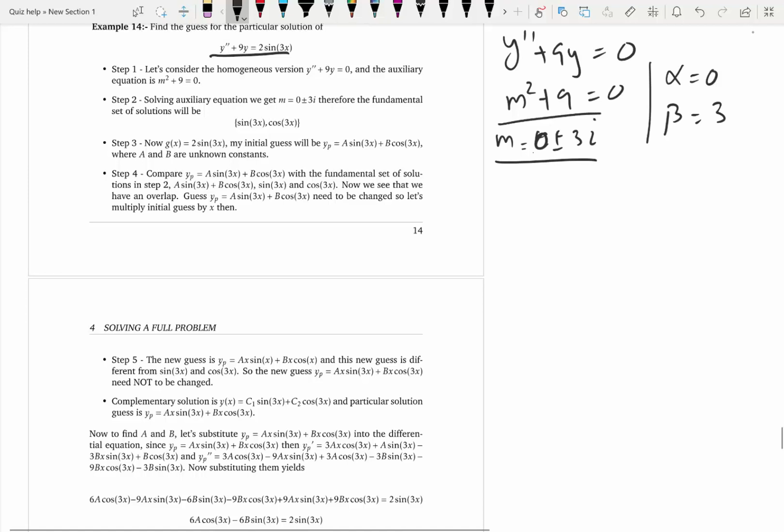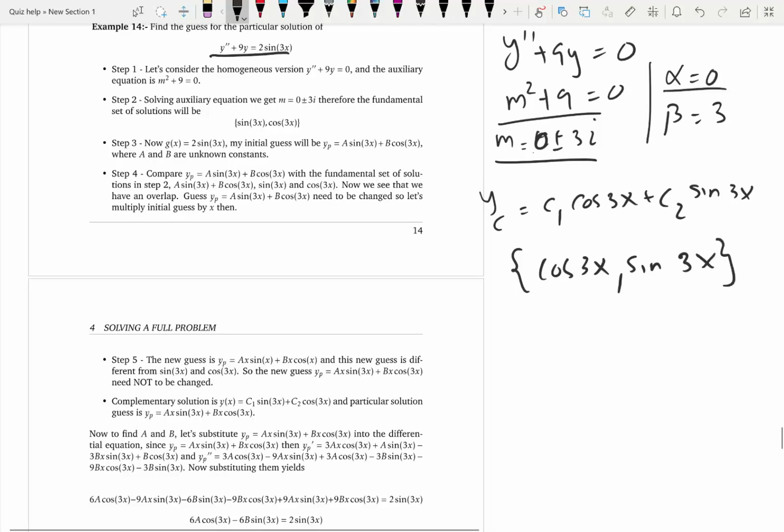Now the fundamental set of solutions, or the complementary solution, will be C1 e to the alpha x. e to the 0x is 1. So then cosine 3x, cosine beta x, plus C2 e to the alpha x, which is 1 again, sine 3x. So the fundamental set of solutions is actually cosine 3x and sine 3x. So we keep that aside.